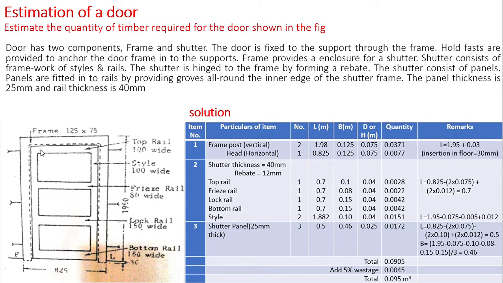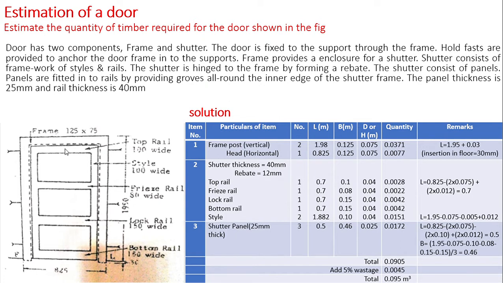The door shutter consists of framework of vertical members called stiles and horizontal members called rails, which are grooved along the inner edges of the shutter frame to receive the panels. A door shutter can have one panel or two panels or three panels and so on. In the figure, the shutter has three panels. The stiles and rails and the frames are joined by mortise and tenon joints. The vertical subdivision of panels is done by mullions.